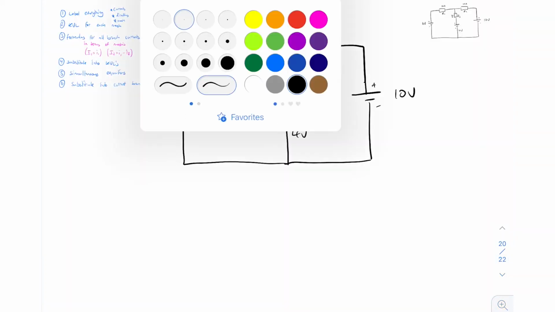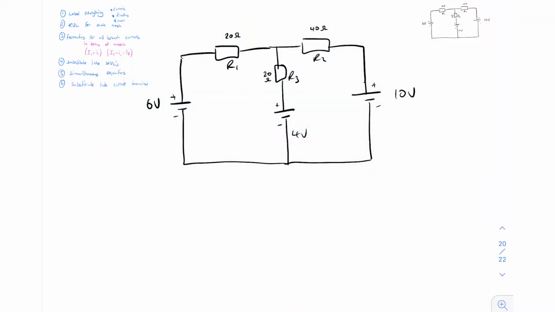Okay, so step 1 is to label everything. The first thing that we can label is the mesh current. So we've got 2 meshes here, right? We've got this mesh and this mesh. That's 2 loops, right?